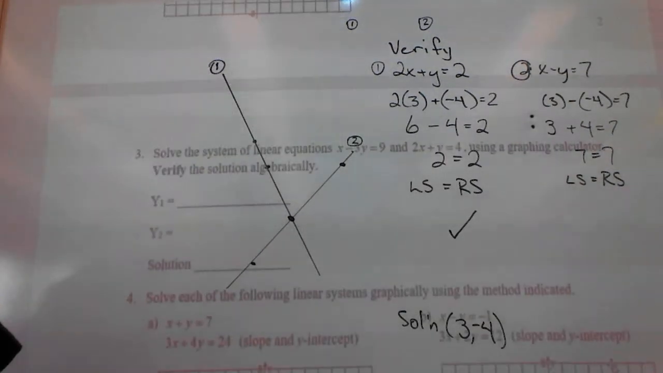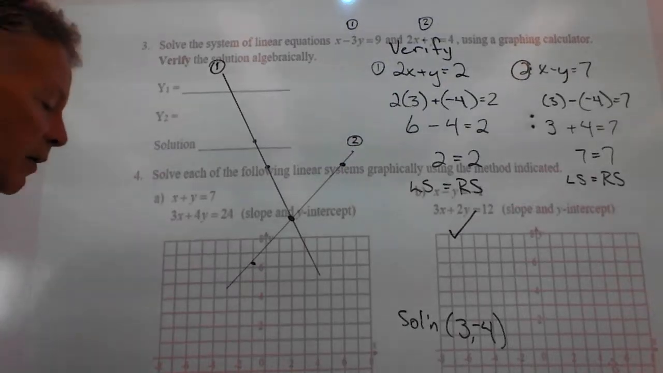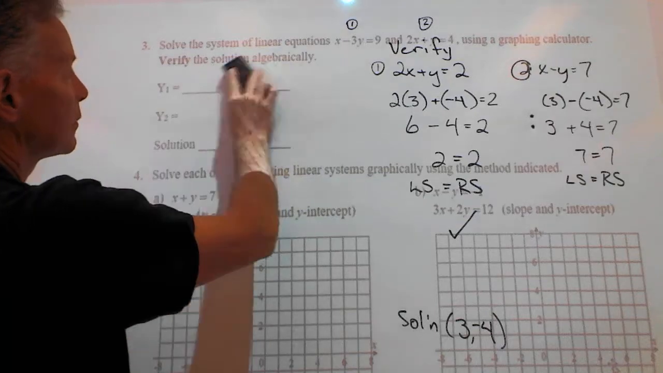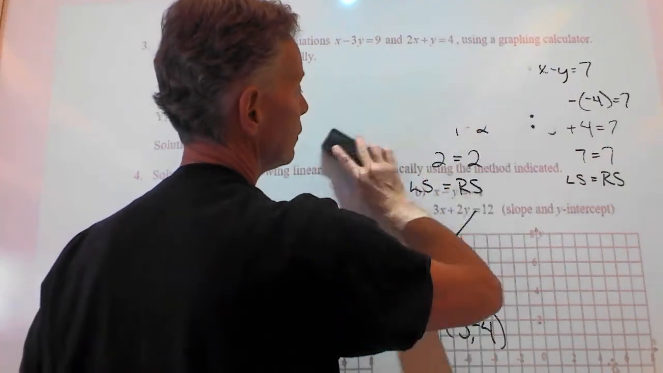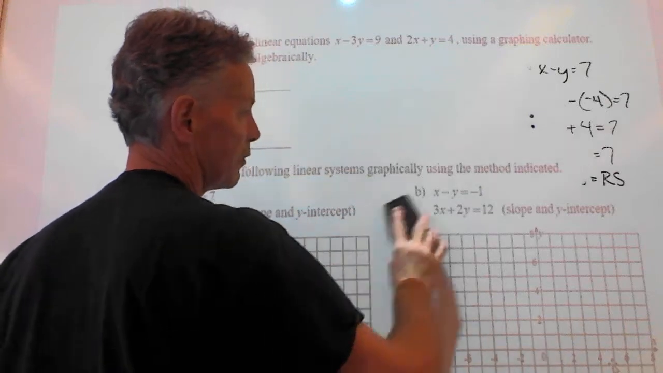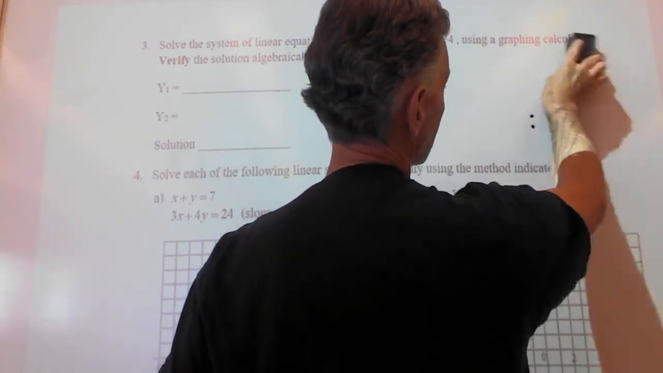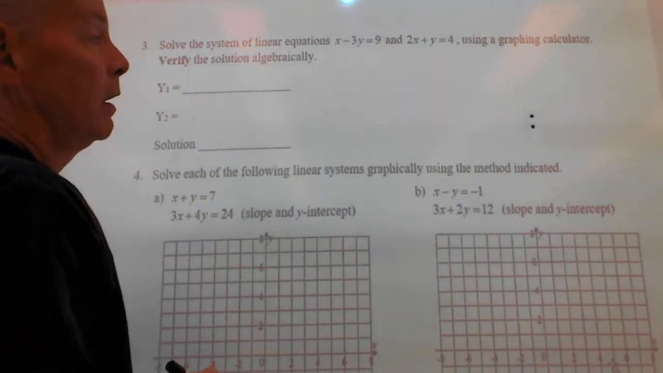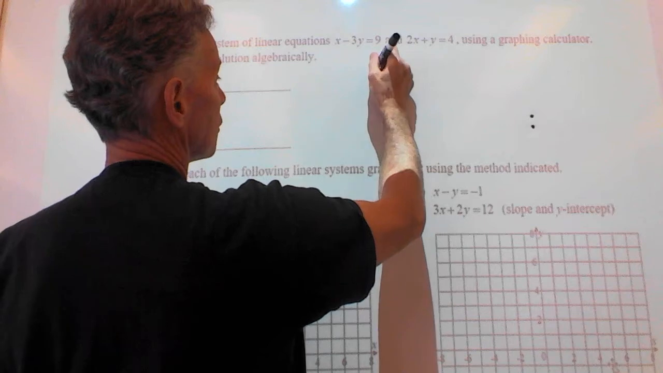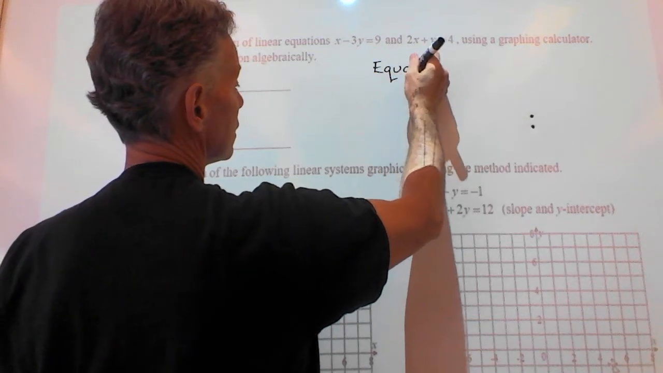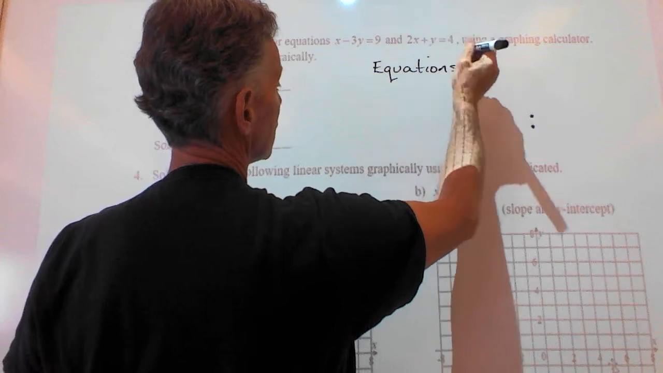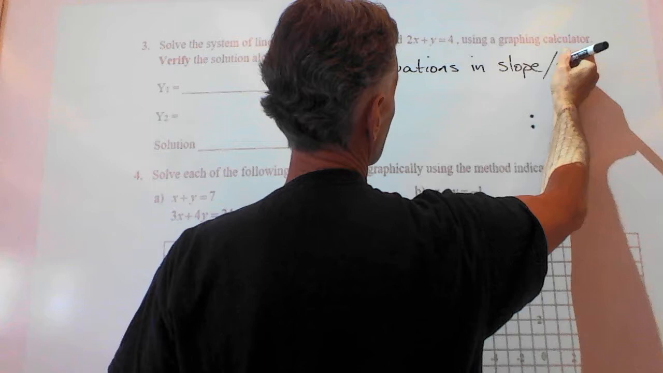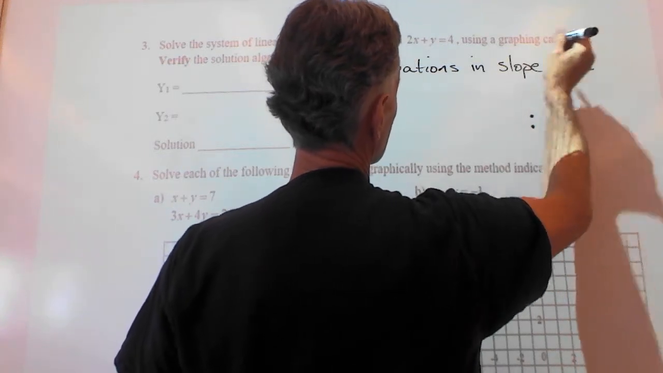Next, using your graphing calculator. This is where it becomes oh so easy, because you don't have to get a grid and plot points and all that good stuff. All you need is to put your equations, so we'll say equations in slope y-intercept form.